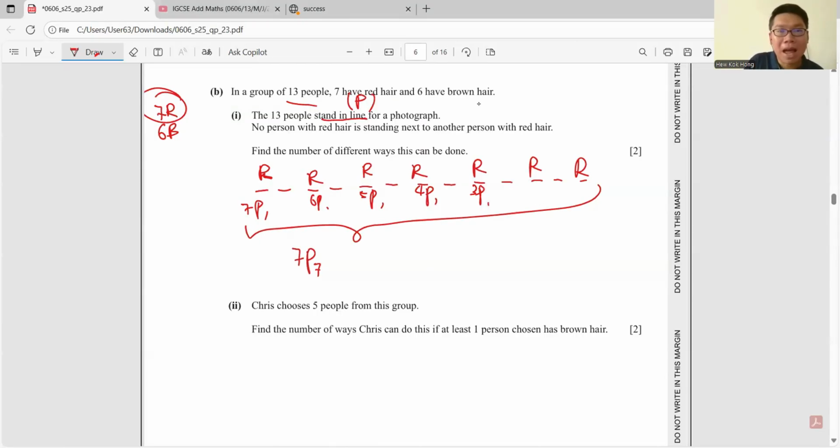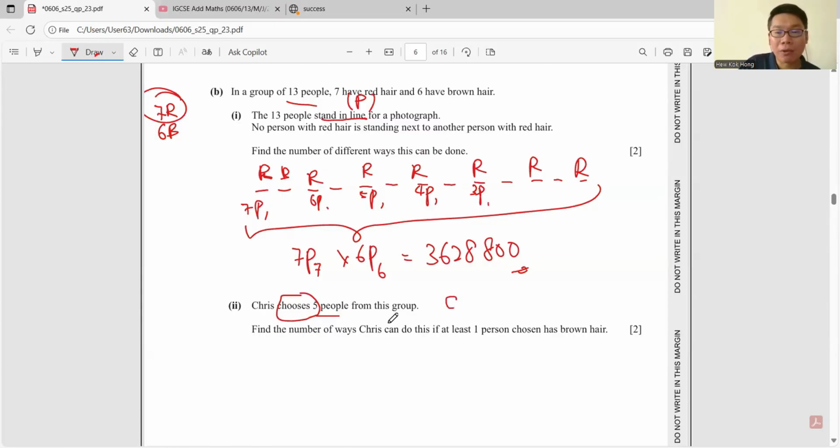Okay, then the balance, the brown hair people, will fit in between. So it will be 6p6. So just count in this way, you know it is like this, 2 marks. Part 2, Chris chooses 5 people from this group. Choosing people is a combination situation.